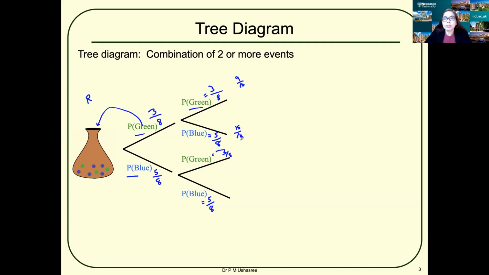Now, what is the probability that I'll pick a blue ball, then a green ball? It's going to be 15/64. What is the probability that I will pick a blue ball and a blue ball? It's going to be 25/64. So that's how the tree diagram clearly helps you to see the probability.